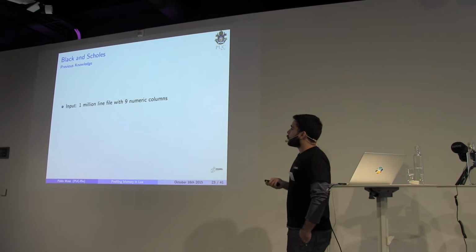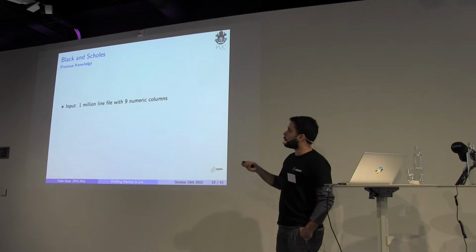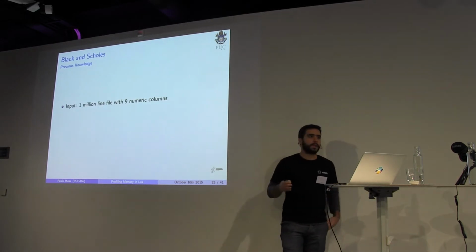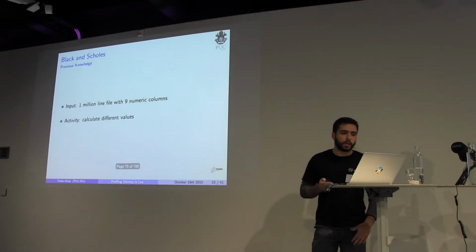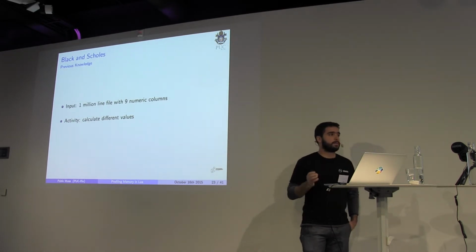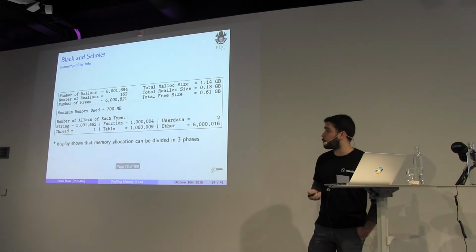Regarding Black and Scholes, the previous knowledge was pretty much just the input. It's a 1 million line file with 9 numeric columns. So probably there is parsing on the lines and some calculation, and a lot of different values being calculated. That's pretty much all I knew. No line of code, nothing, and I started playing with the library.